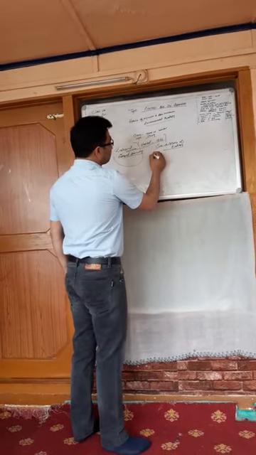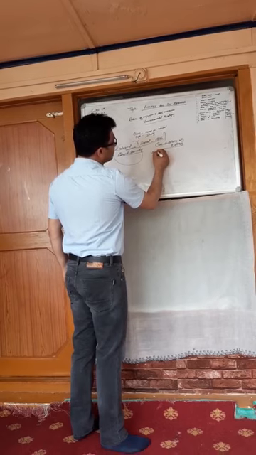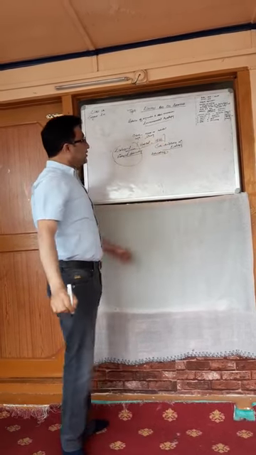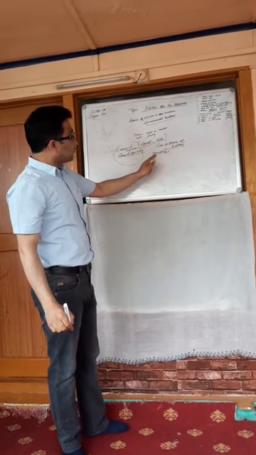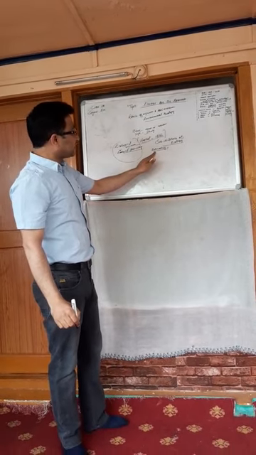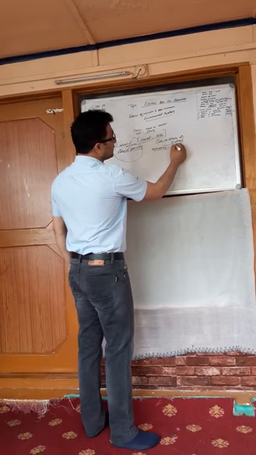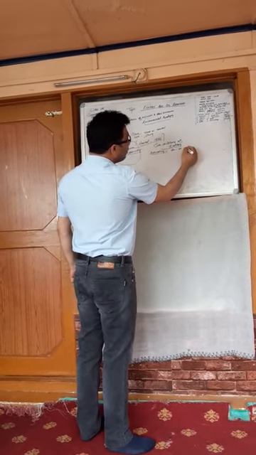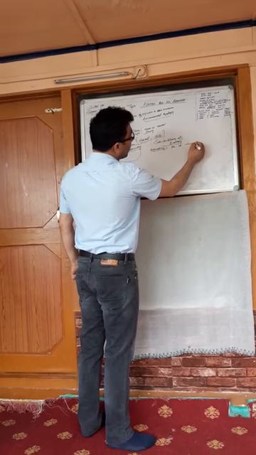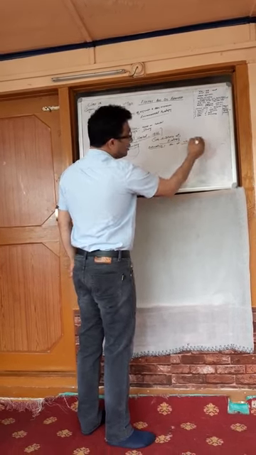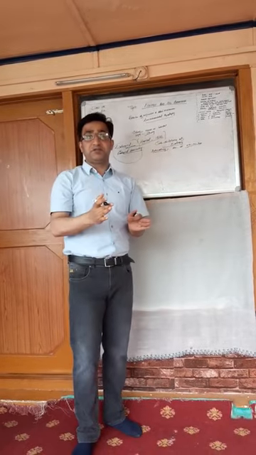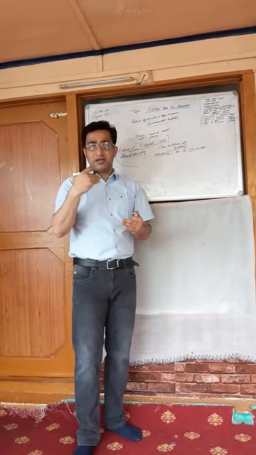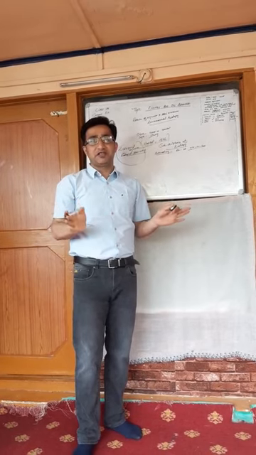In autoecology, the Greek word aut means self. Oikos means home, and logos study. It involves the study of the relationship between an individual organism or an individual species with its environment.